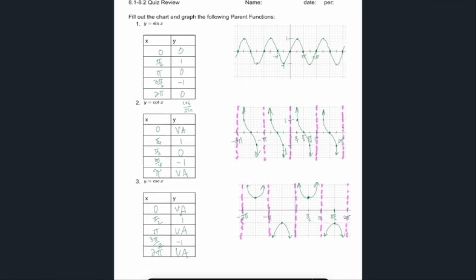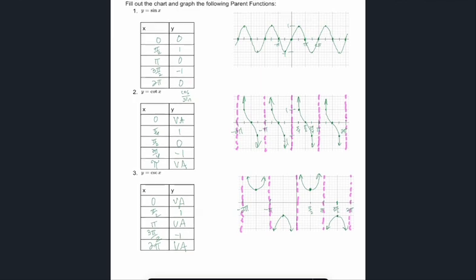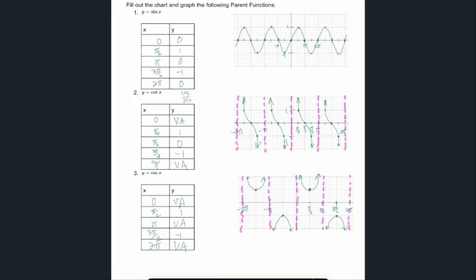So guess what I'm going to give you on the quiz? I'm going to give you a cosine, a tangent, and a secant, because those three go together. So I've given you here as a review sine, cotangent, and cosecant. On the quiz, I'm going to give you the plain old parent, cosine, tangent, and secant.